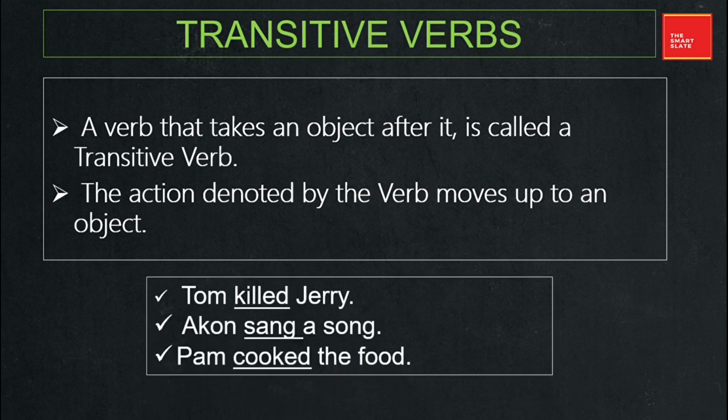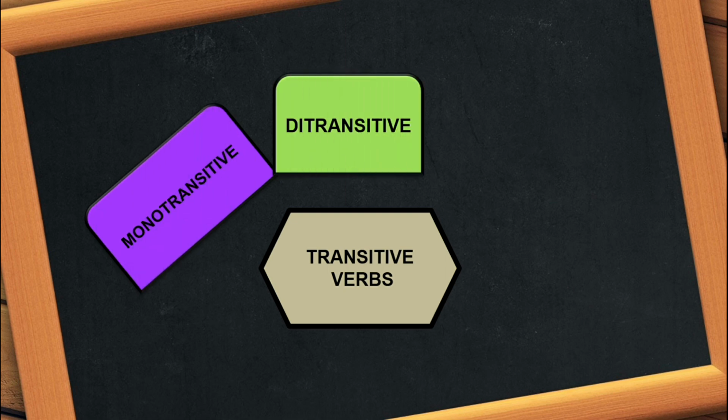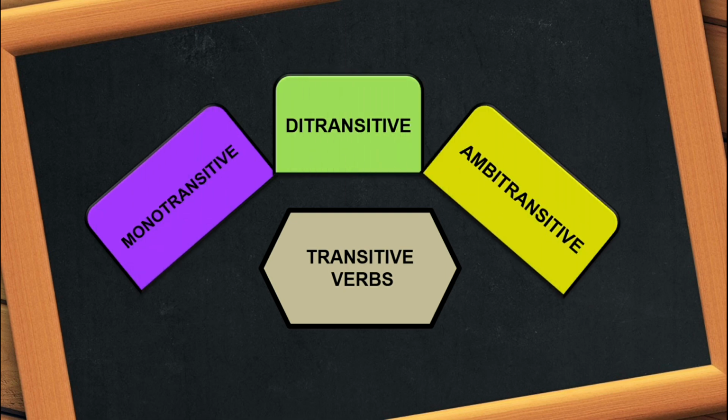Like Tom killed Jerry. So Tom is subject, killed is verb, and Jerry is the object. Akon sang a song. Akon is subject, sang is the verb, song is the object. Pam cooked the food. Pam is the subject, cooked is the verb, and food is the object. So there must be an object after a verb, not before a verb. After a verb, then it is a transitive verb. So the transitive verbs are categorized into monotransitive, ditransitive, and ambitransitive or ergative verbs. So these are the types of transitive verbs.